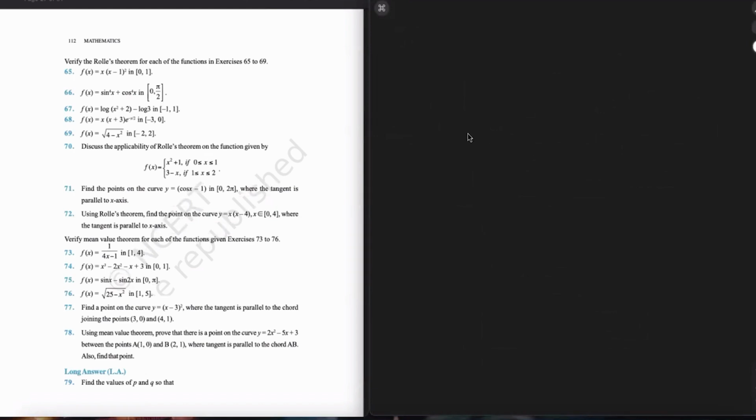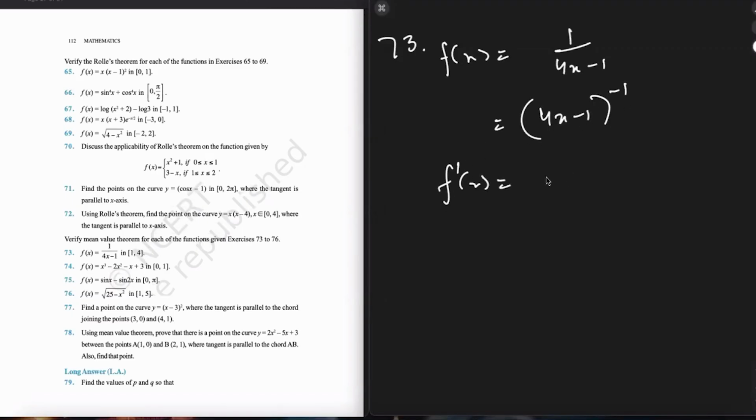So we have question number 73. So how to solve this? f(x) is continuous and differentiable in it, we already know. I'll just find f(x) is 1 upon 4x minus 1. So I can write it as (4x minus 1) raised to the power of minus 1, and f dash of x is minus (4x minus 1) raised to minus 2, into 4.